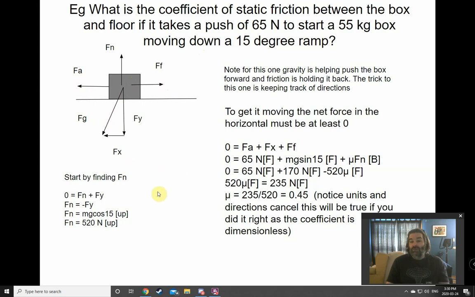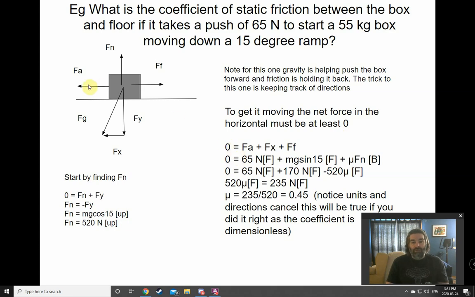Start off, find the normal force. Again, there's only 2 forces in the vertical direction. They've got to equal 0. So the normal force must be the y component. So mg cos 15 is my angle. So 520 newtons up. Then, to get it moving, the net force horizontally must be at least 0. Anything more than 0 is going to give you an acceleration down. So with static friction, you basically are solving for a net force of 0, because anything in addition to that will actually give it an acceleration.